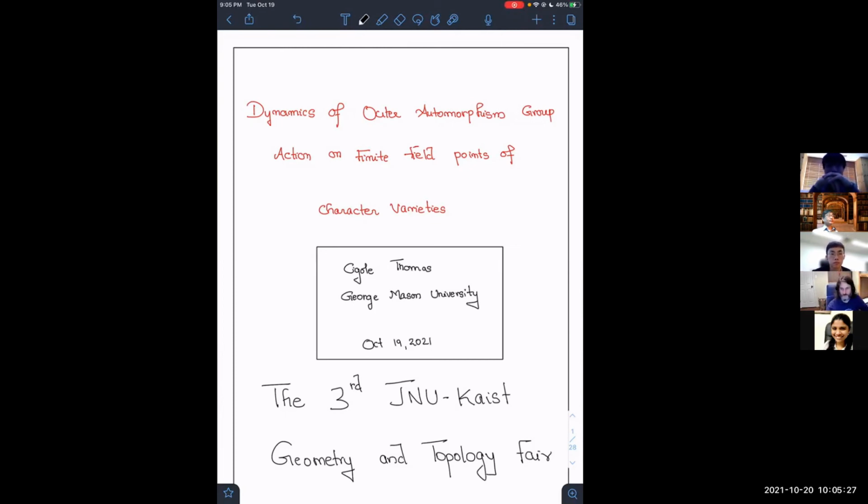Hello all. Thank you for joining the session. So yesterday I talked about an introduction to character varieties, where I mainly defined what character varieties are and talked about some of the generators of the invariant ring. So today I'll be talking about the action of the outer automorphism group on the character varieties, but I'm looking at the finite field points of these character varieties.